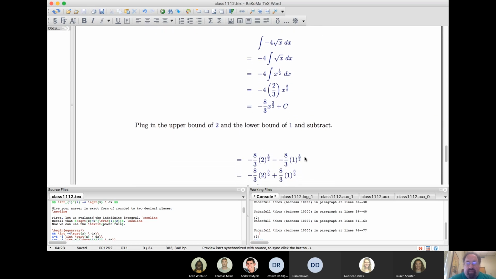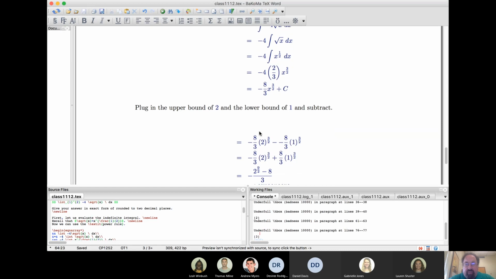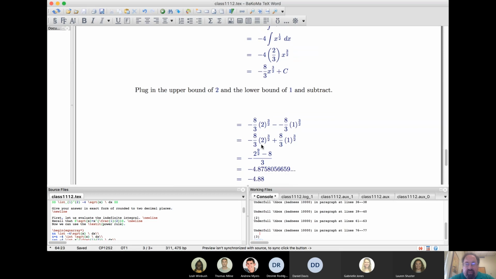So now we go ahead and plug in the limits. And again, you can ignore the plus c because it's going to cancel out anyway. So here we have our antiderivative of 2 plugged in, and then of 1 plugged in. And for 2 to the 3 halves, you would need your calculator for that.